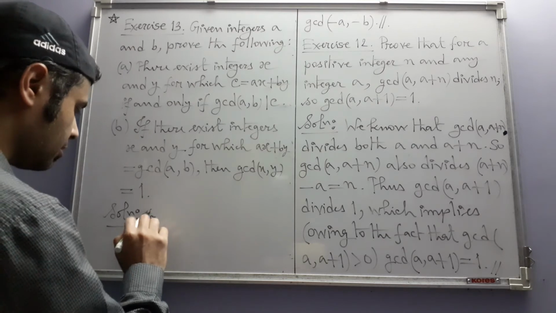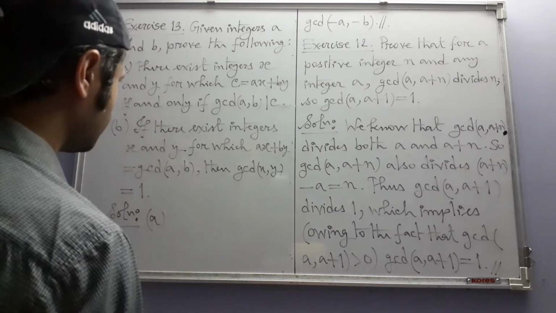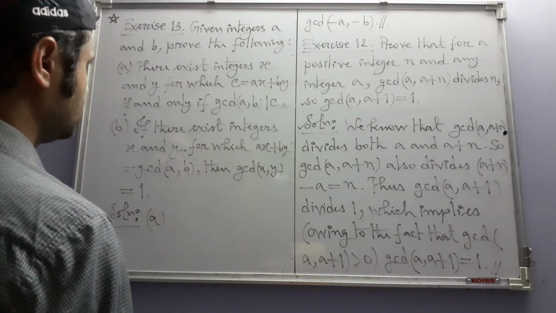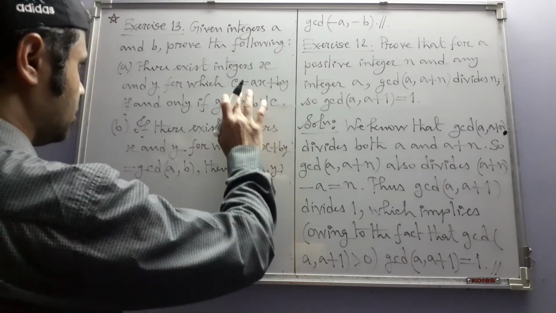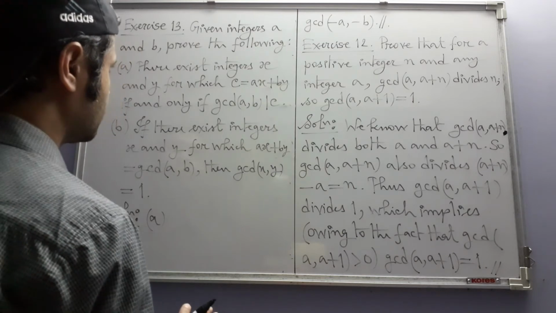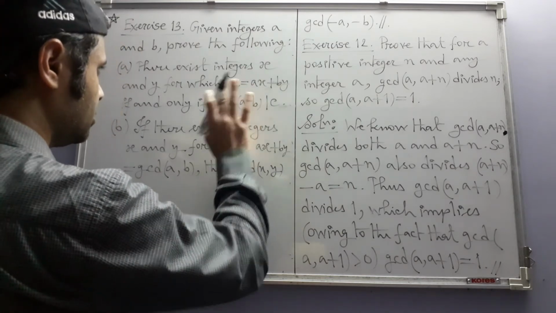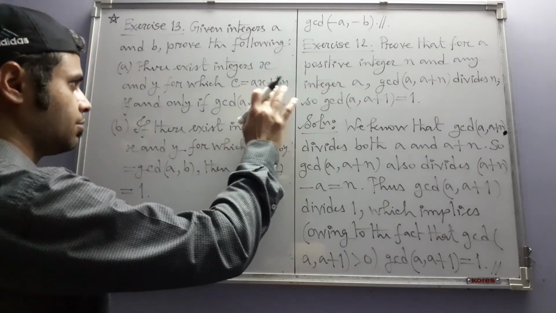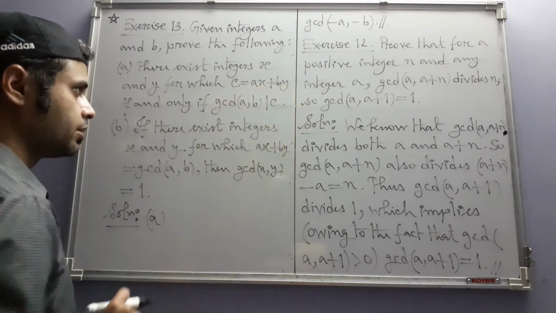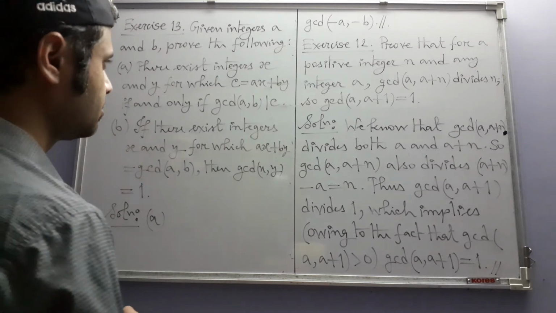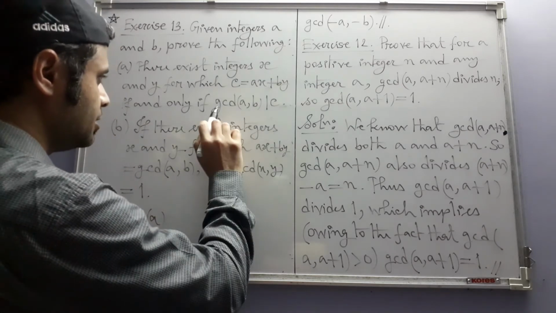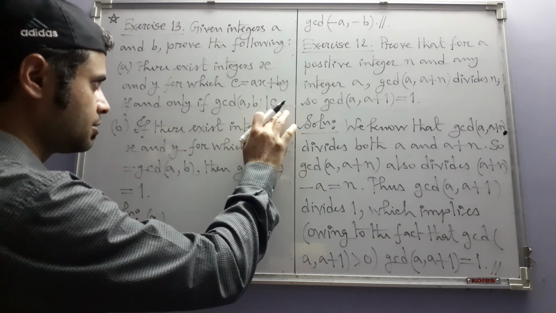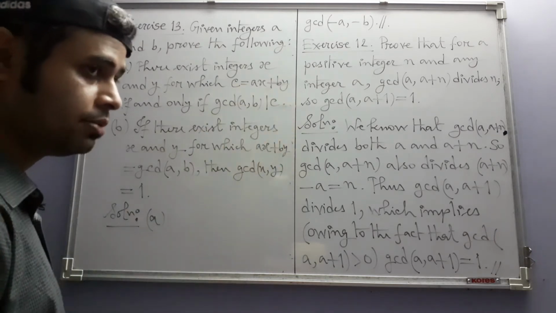Solution. In part A, what is the thing we have to prove? We have to prove two things. First, c is some integer. Okay, consider c as some integer. Now, if we can find integers x and y such that this equation is satisfied, then GCD divides c, and conversely, if GCD divides c, then such x and y can be found.